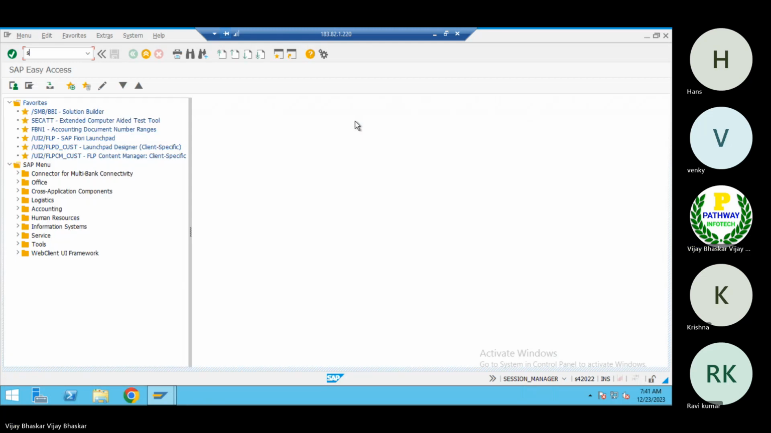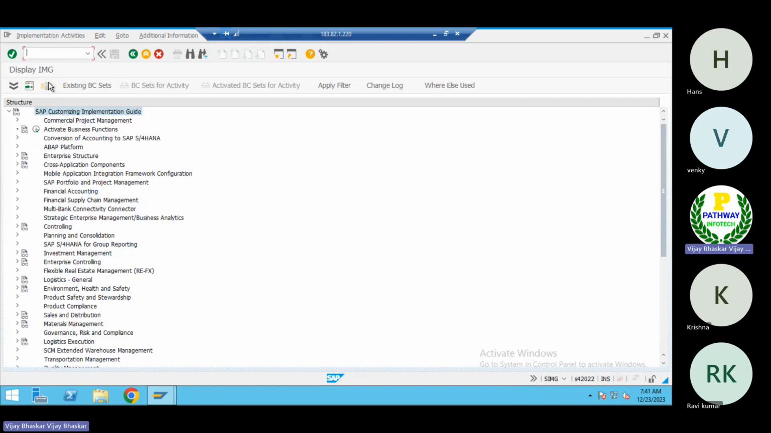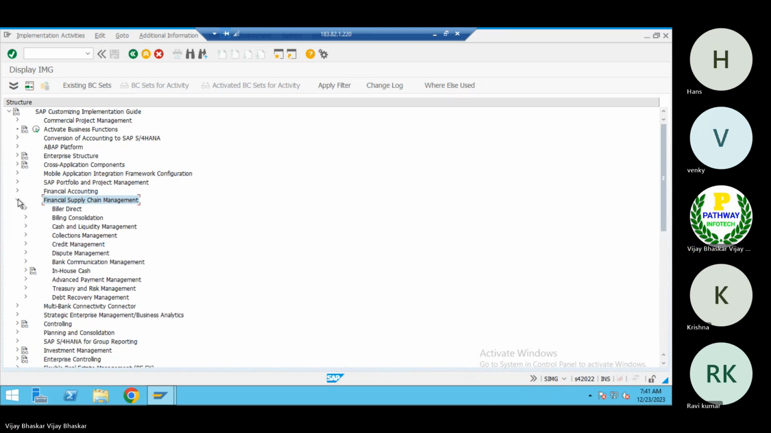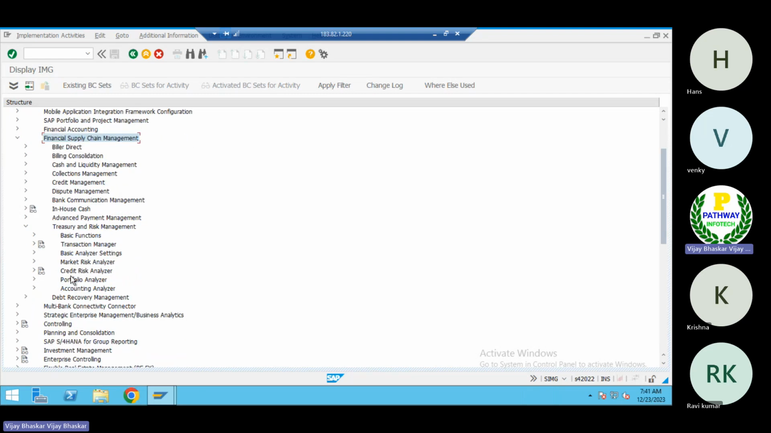Now, in the configuration node of SPRO, you can see Financial Supply Chain Management. Under this node, come to Treasury and Risk Management. Under Treasury, you can see Transaction Manager. As I mentioned, Transaction Manager is an umbrella. Under that Transaction Manager, we can see money market, forex, securities, listed derivatives, O2C transactions, trade finance.